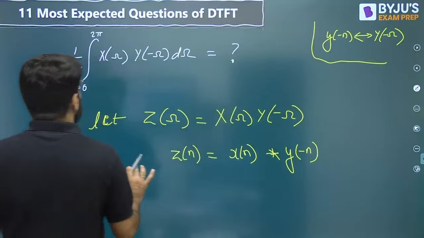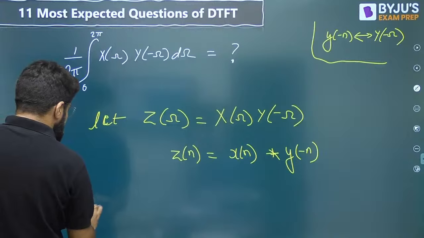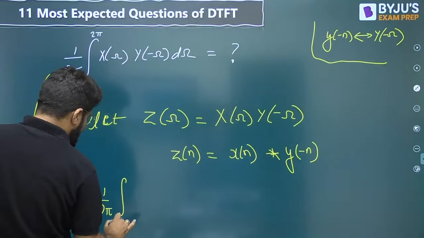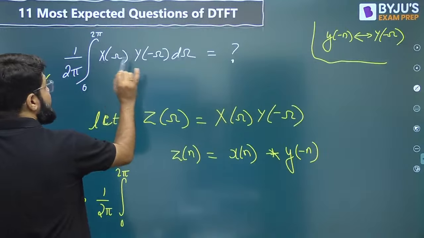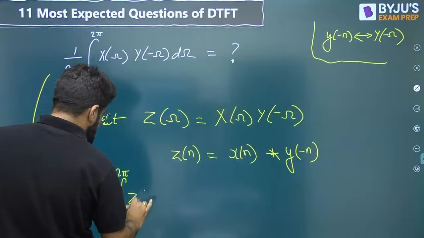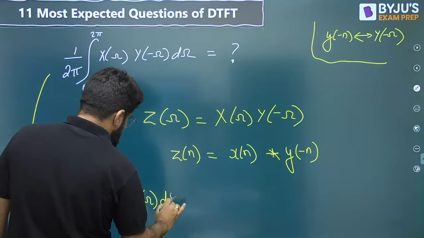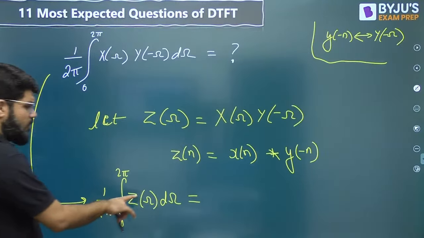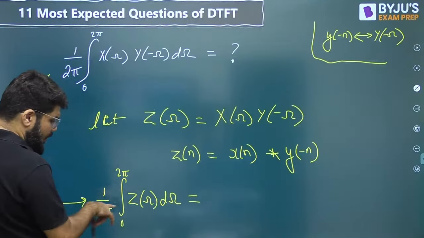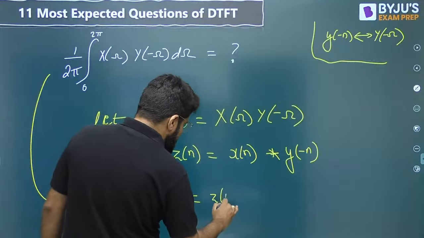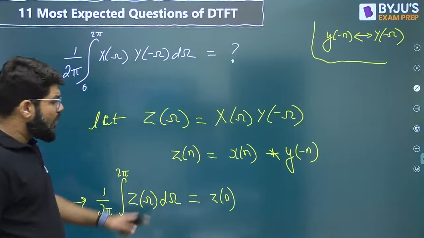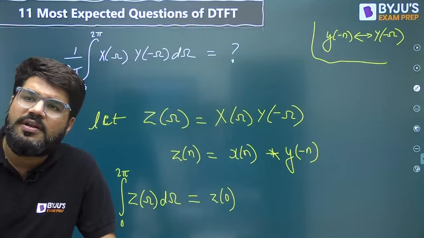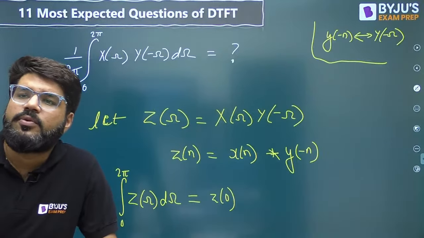But you don't want z[n]. Now the question is 1/2π integral over one time period 0 to 2π of X(ω) Y(−ω), which is Z(ω). Integral Z(ω) dω was 2π z[0], the 2π cancel, so it is simply equal to z[0]. So you want the value of the convolution only at n equal to 0.